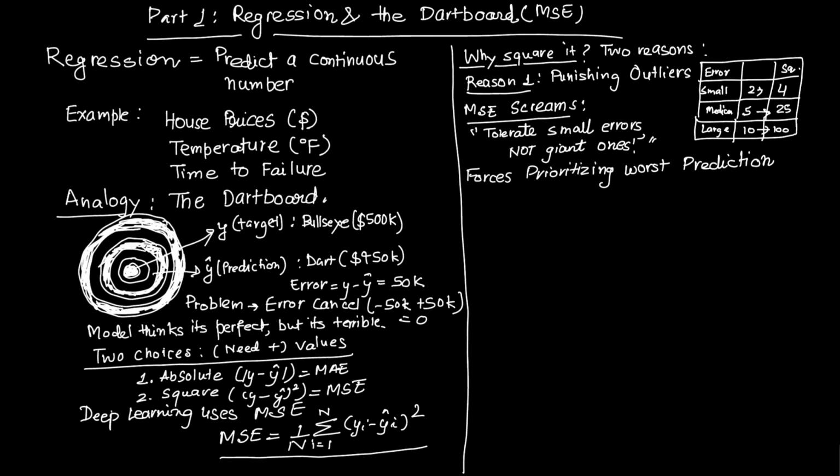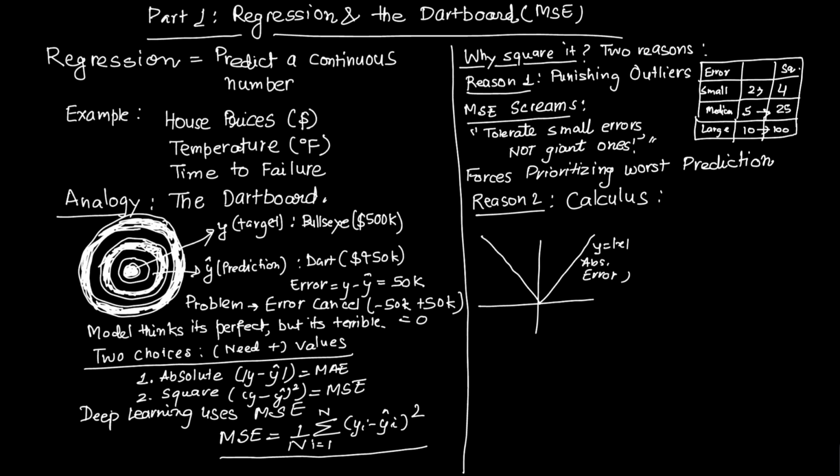If one house prediction is off by $1 million, the loss explodes, and the model focuses all its attention on fixing that one house. Look at the V-shape of the absolute error. At the very bottom, at 0, the point is sharp. It's a corner. In calculus, you cannot take a derivative of a sharp corner. It's undefined. This means when the model gets really close to the answer, the gradient becomes unstable. It bounces around.